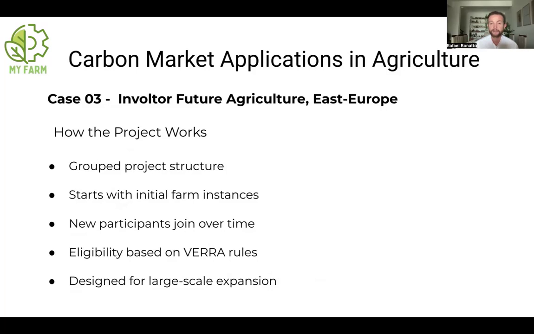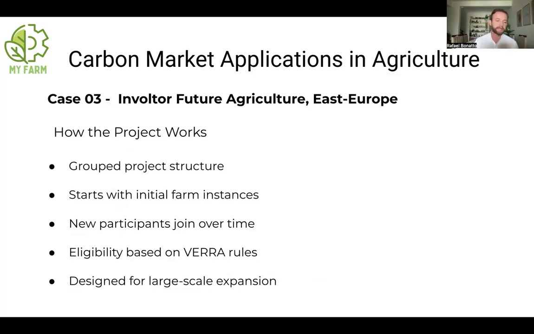Grouped project structure. What does that mean? Means that the Involter Future Agriculture does not work with a farm itself. They work with a group of farms. Like there are many different countries. They have a group of farms for each country, which makes operation easier, makes modeling easier, makes everything easier. That's why they are grouped projects, because of the size of the project and to make the project more viable. They start with the initial farm instance, okay?